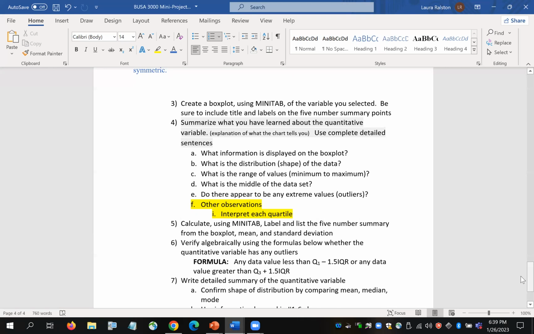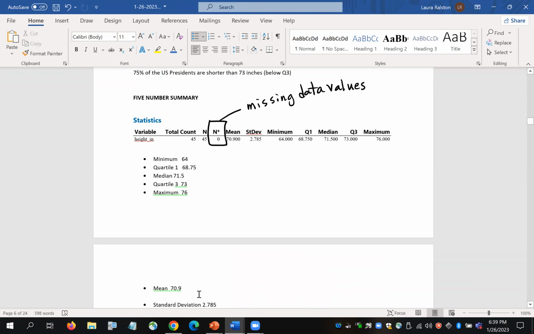Questions on how to calculate those things? I do have one question. I already made a submission for the mini project. Are we able to make multiple submissions? Yes, you can. If you want to delete the one that you submitted first and submit the corrected one, that's fine. All right. Thank you very much.